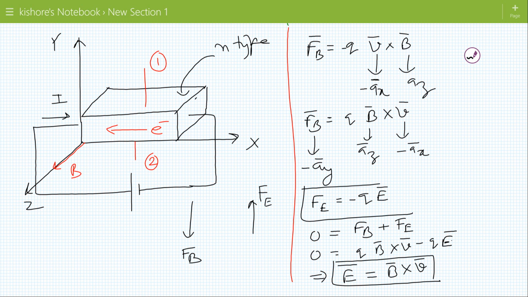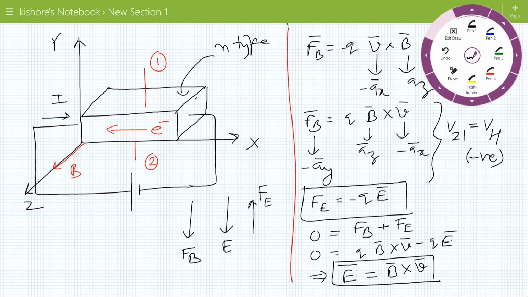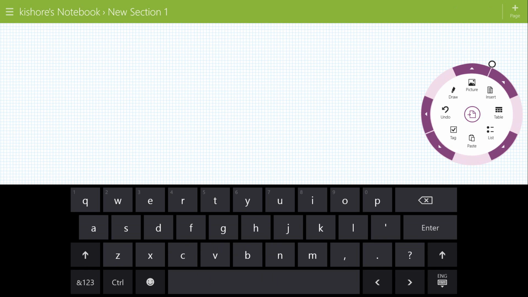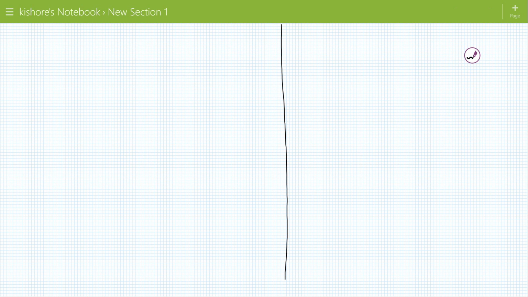Here FE is minus QE, so the direction of the electric field is opposite to the direction of FE. Now if we take the potential difference between the two sides, that will give the Hall voltage, and for an n-type semiconductor this Hall voltage is negative. The Hall voltage is the voltage between side 1 and 2, and side 1 and 2 are separated by distance d.